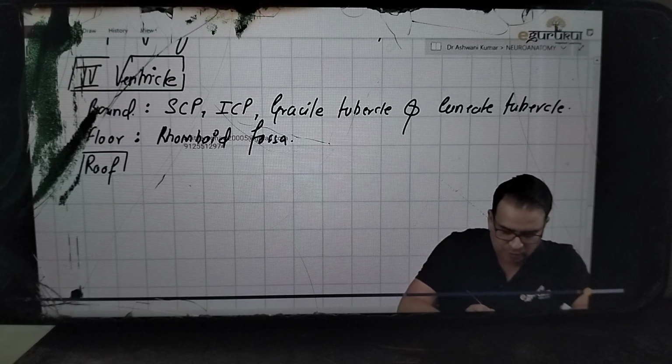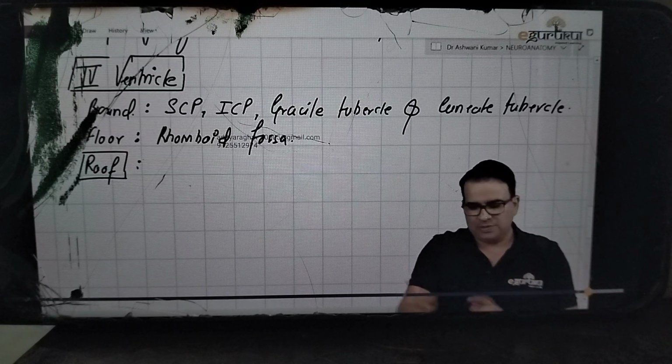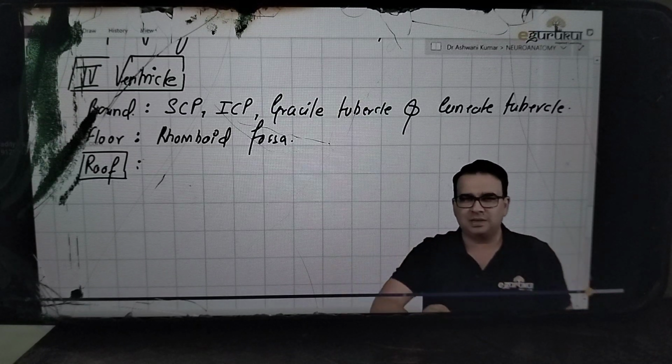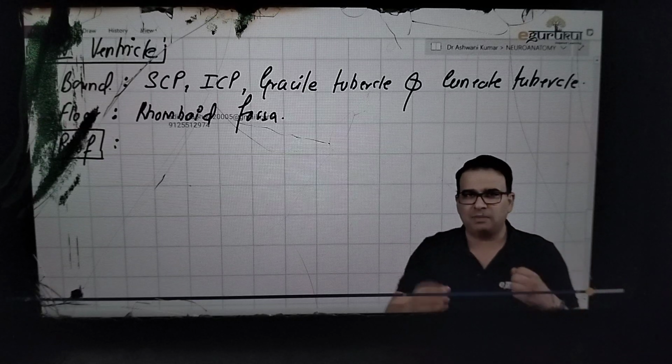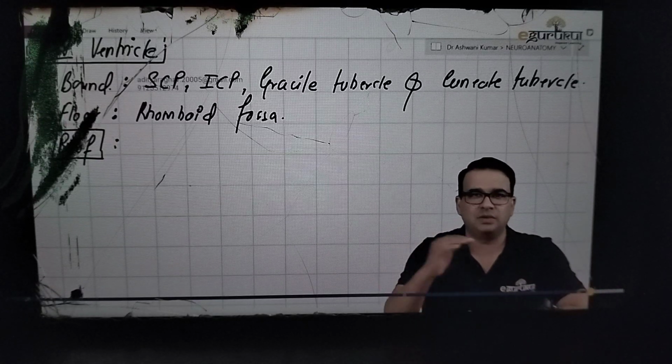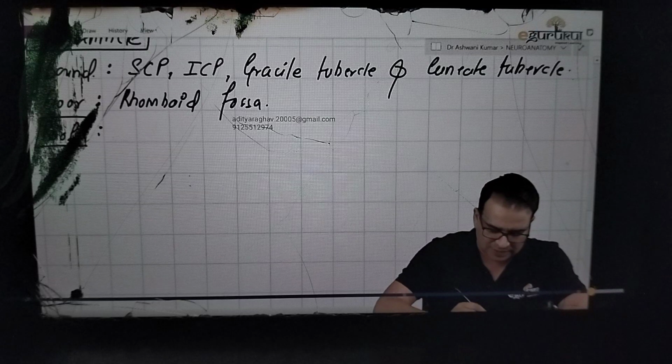Now what about the roof? Now this is important, guys. Simply we can say the roof is the cerebellum only. Remove the cerebellum, then only we can see the floor part. Yes, directly you can say cerebellum, but what part of the cerebellum? Or is there any special extension covering the roof of the fourth ventricle? That also we'll understand with this diagram.